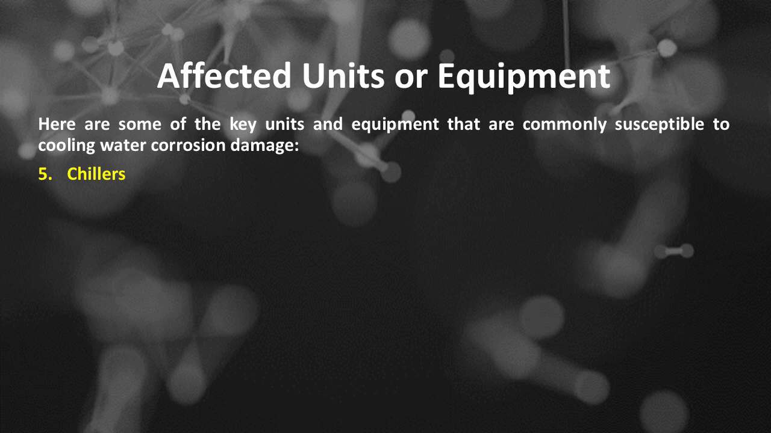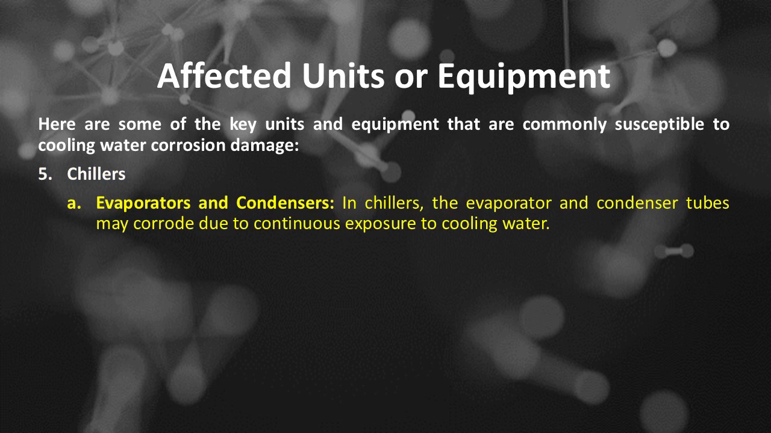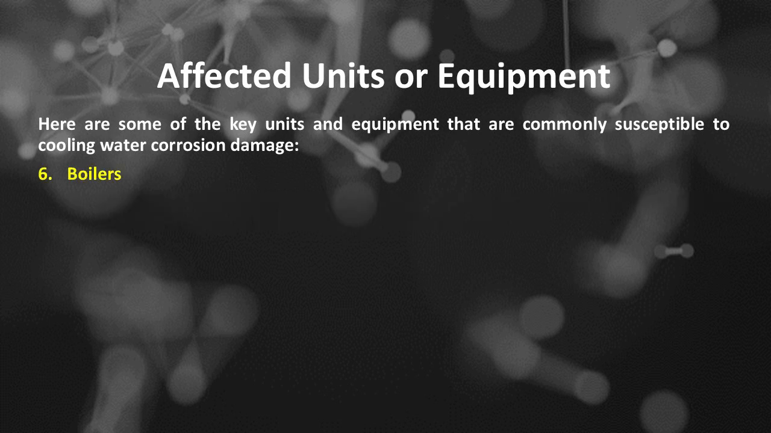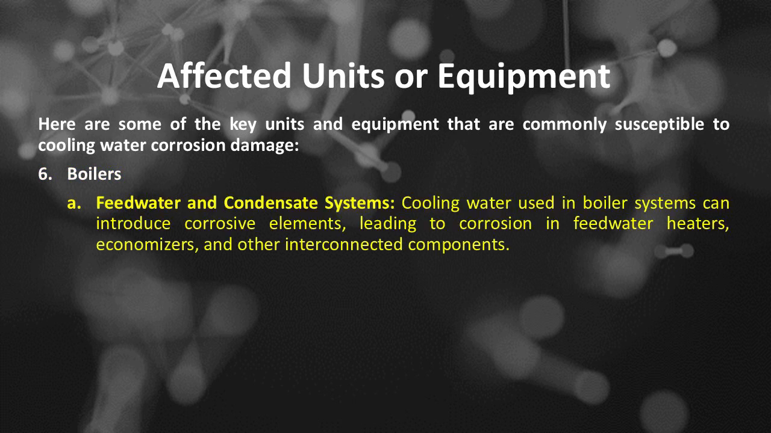Number 5 of equipment that are commonly susceptible to cooling water corrosion damage is chillers. Evaporators and condensers. In chillers, the evaporator and condenser tubes may corrode due to continuous exposure to cooling water. Number 6 of equipment that are commonly susceptible to cooling water corrosion damage is boilers. Feedwater and condensate systems. Cooling water used in boiler systems can introduce corrosive elements, leading to corrosion in feedwater heaters, economizers, and other interconnected components.